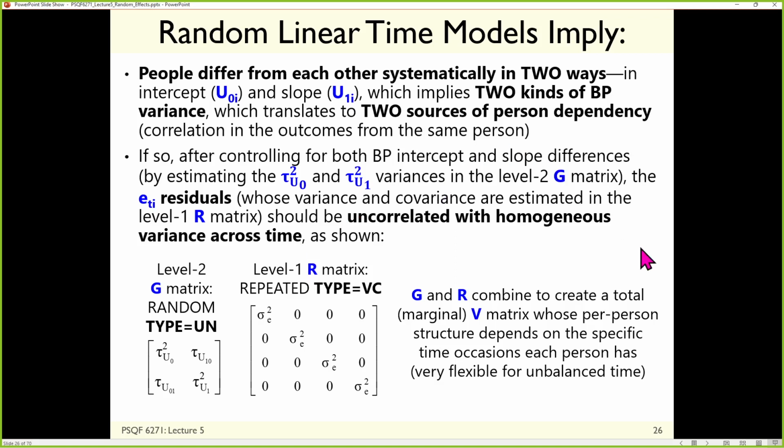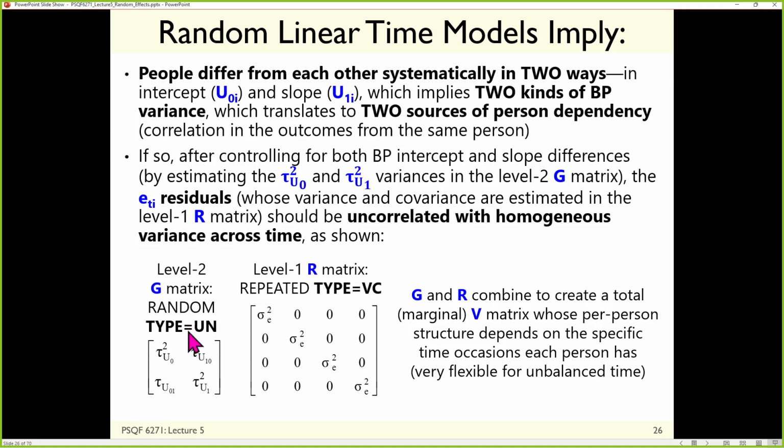So what's happening under the hood then? When we add random time slopes to our model, we are going from a model that has 2 piles of variance to a model that has 3. Another way to say this is that our model is now allowing 2 distinct kinds of person dependency. Random intercept is a constant person dependency due to mean differences. Random slopes for time creates a non-constant person dependency because of individual differences in change.